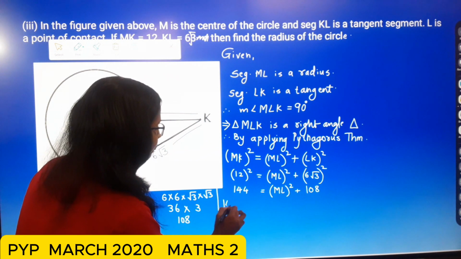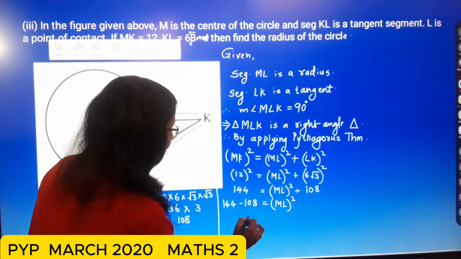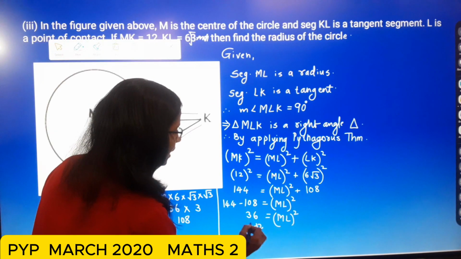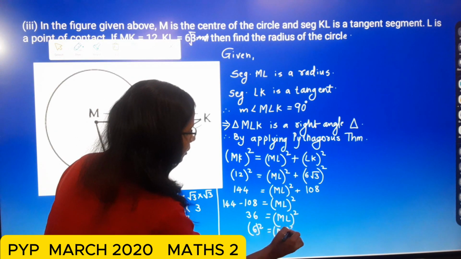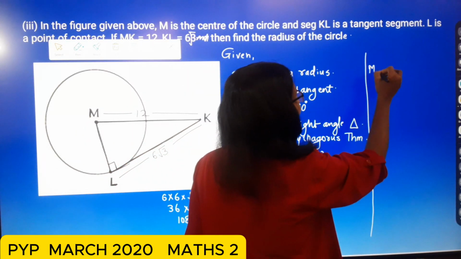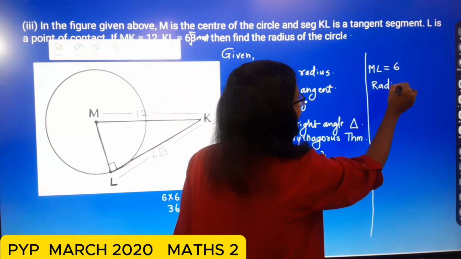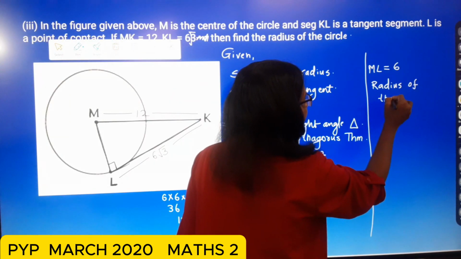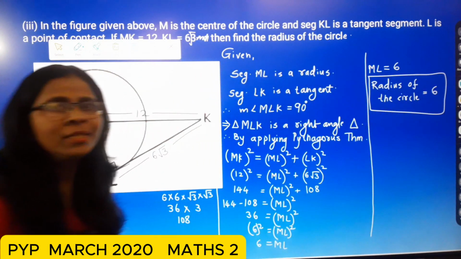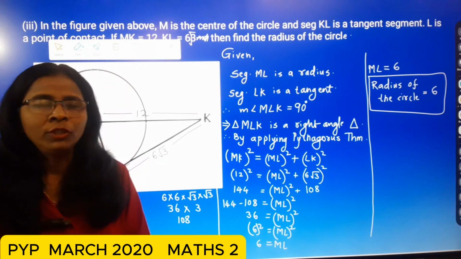So now here 144 minus 108 is equal to ML square. So that means it is 36, ML square. So 36 is the square of 6. So 6 square is the ML square. So that means 6 is equal to ML, and we can write here ML is equal to 6. That means here students, ML is the radius of the circle. So I write here, radius of the circle is 6. Okay students. So this way we should know the property, formula or the theorem of the book.